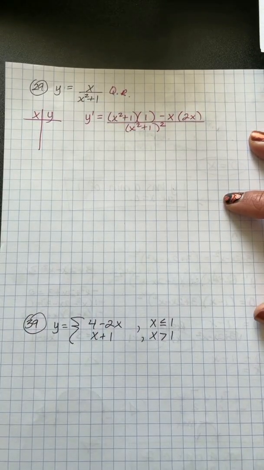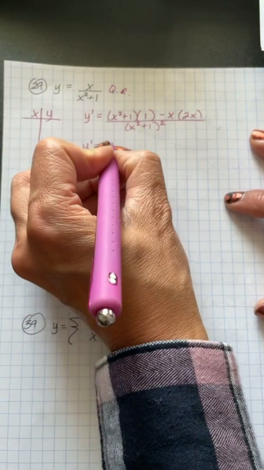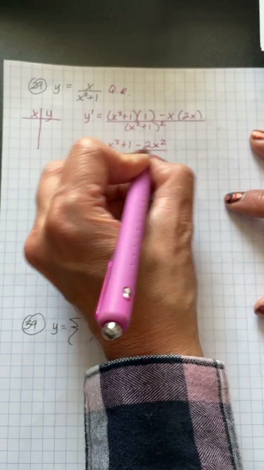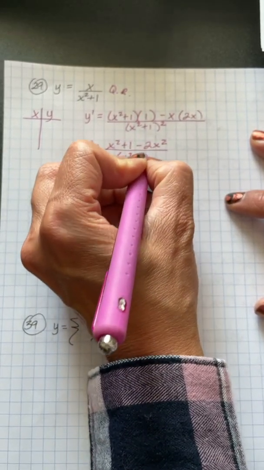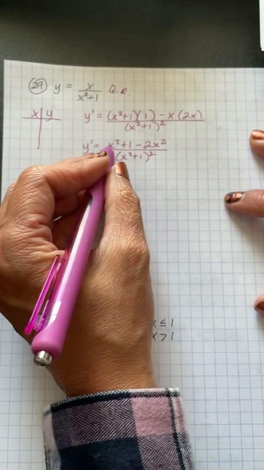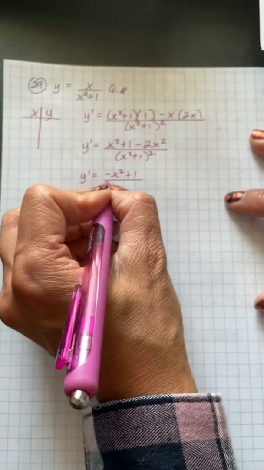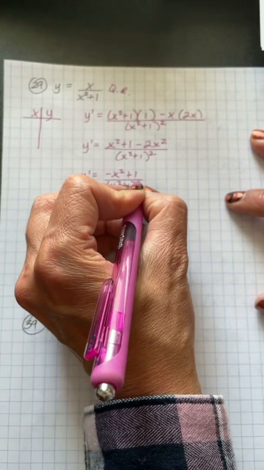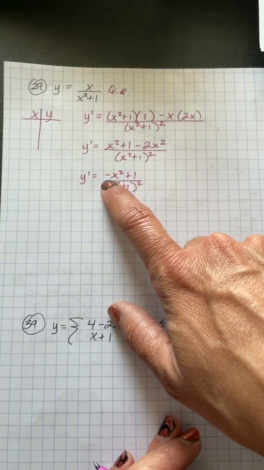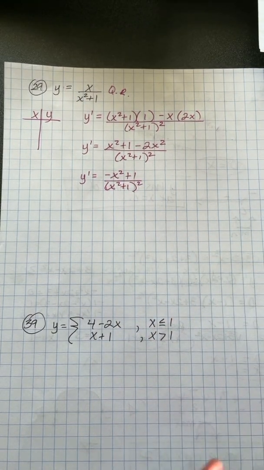Okay, let's clean this up some more. So that's just x squared plus 1 minus 2x squared over x squared plus 1 squared. So 1x squared minus 2x squared is a -x squared plus 1 over x squared plus 1 squared. It always bothers me when it's so close, but I can't cancel anything out because even if I factor out a -1, it'll change this to a -1, but that one's a +1. I'm like, it's so close.